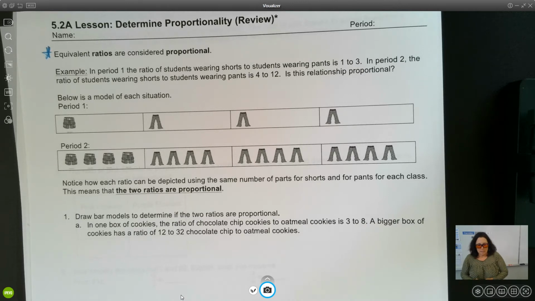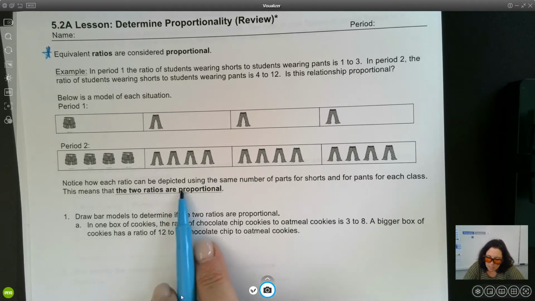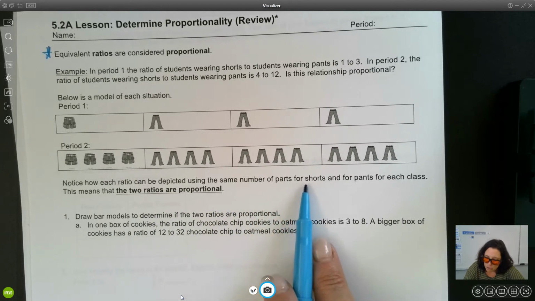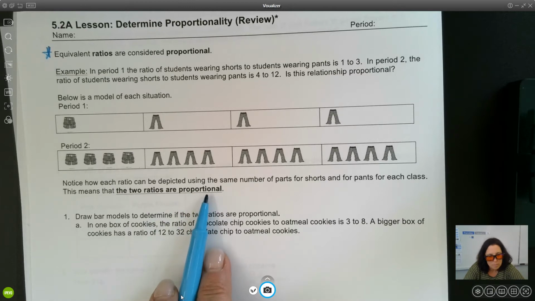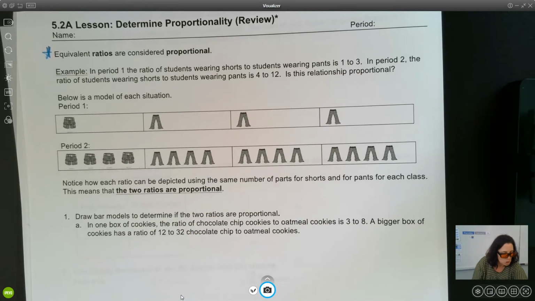Okay. All right, it says, notice how each ratio can be depicted using the same number of parts for shorts and for pants for each class. This means that the two ratios are proportional. Okay, so this is a proportional relationship.